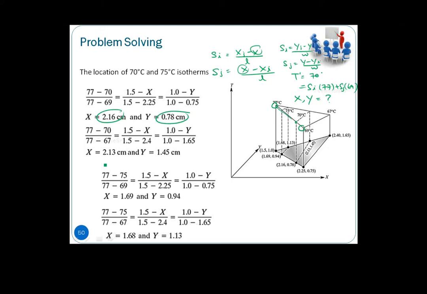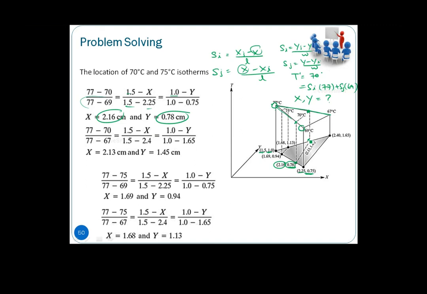Or the other way, you make use of the same thing: 77 minus 70 over 77 minus 69, which is the whole length, is equal to 1.5 minus x, the x that we want to determine, over 1.5 minus 2.25. It is also equal, in terms of y, to 1 minus y, which is what we want to determine, over 1 minus 0.75. So here you find your x and y are 2.16 and 0.78. That is only one point here. At the same time, on the second line, from 67 to 77, you also have one point that gives 70, which is here.